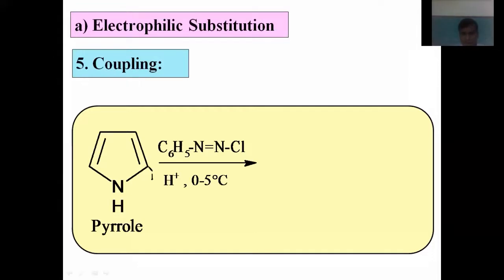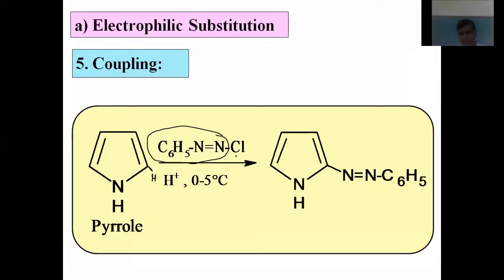The hydrogen atom present here, that hydrogen is replaced by this whole group. Actually, it is replaced by this whole group. Now that hydrogen and chlorine form HCl, and directly there is a bond between nitrogen and that carbon of pyrrole, and thus we get the corresponding product.